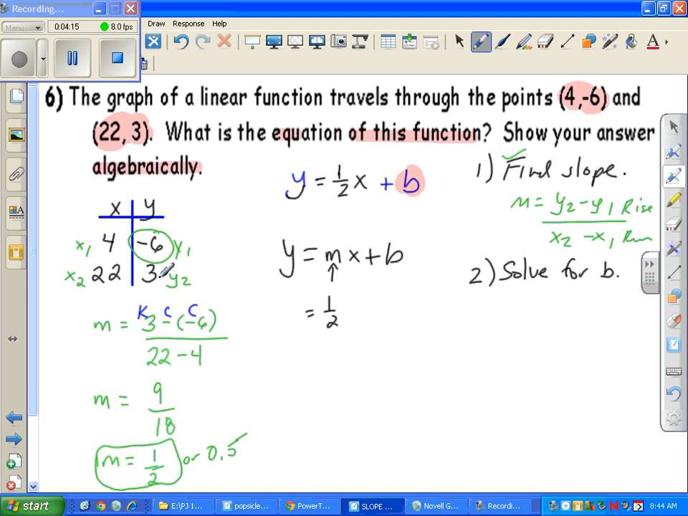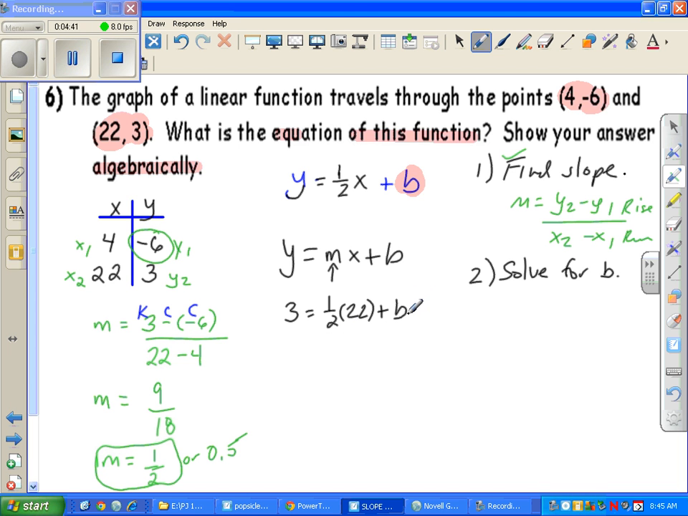The x and the y can come from either ordered pair. Just don't mix them up. So if I choose 22, I'm going to make sure I'm choosing 3. If I choose 4, I'm going to make sure I'm choosing -6. So for the y-coordinate, I'm going to use positive numbers. I think those are easy to work with. So the y-coordinate I'm going to choose is 3, and the x-coordinate I'm going to choose 22. So I get the following equation. 3 equals 1/2 times 22 plus b.